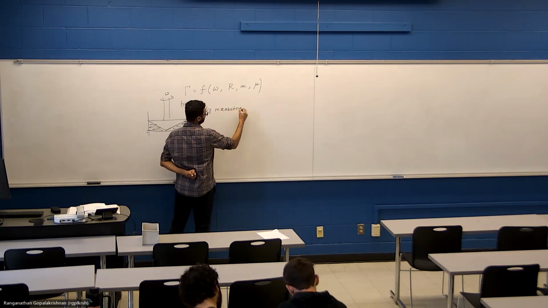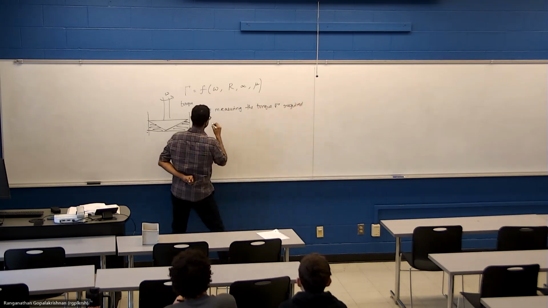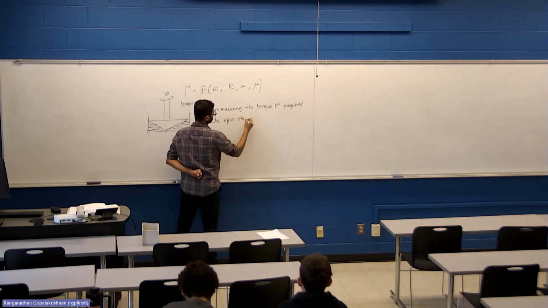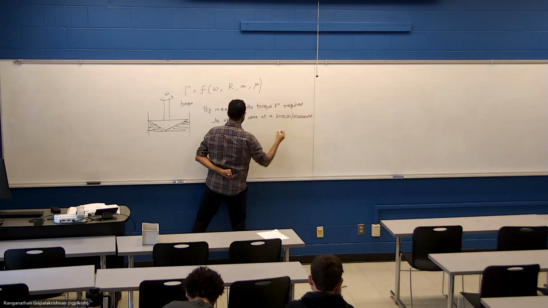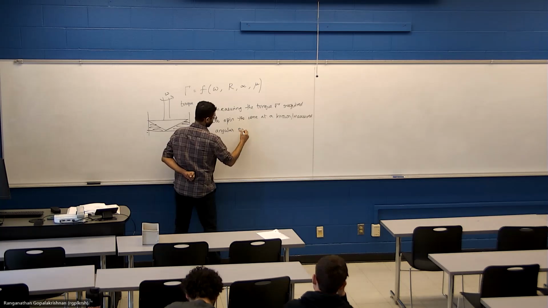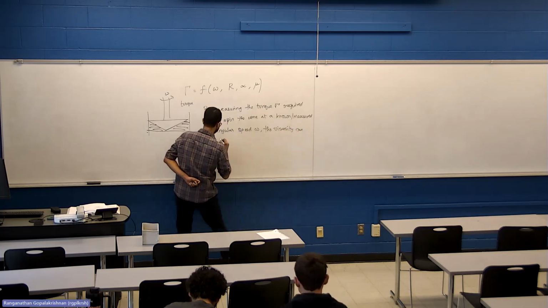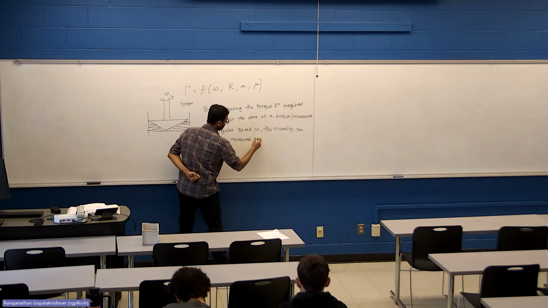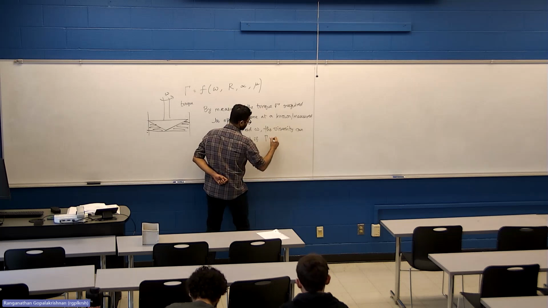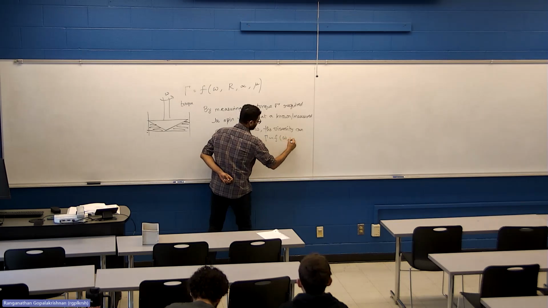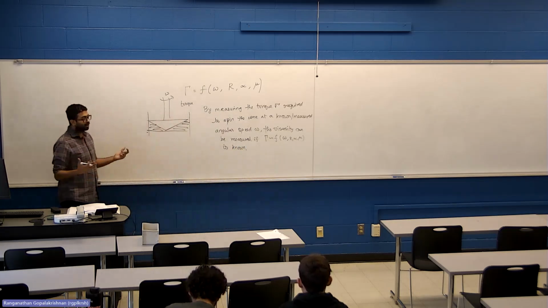By measuring the torque gamma required to spin the cone at a known or measured angular speed omega, the viscosity can be measured if the relationship between gamma as a function of the other quantities, which include omega, r, alpha, and mu, is known. This is the practical context for this problem.